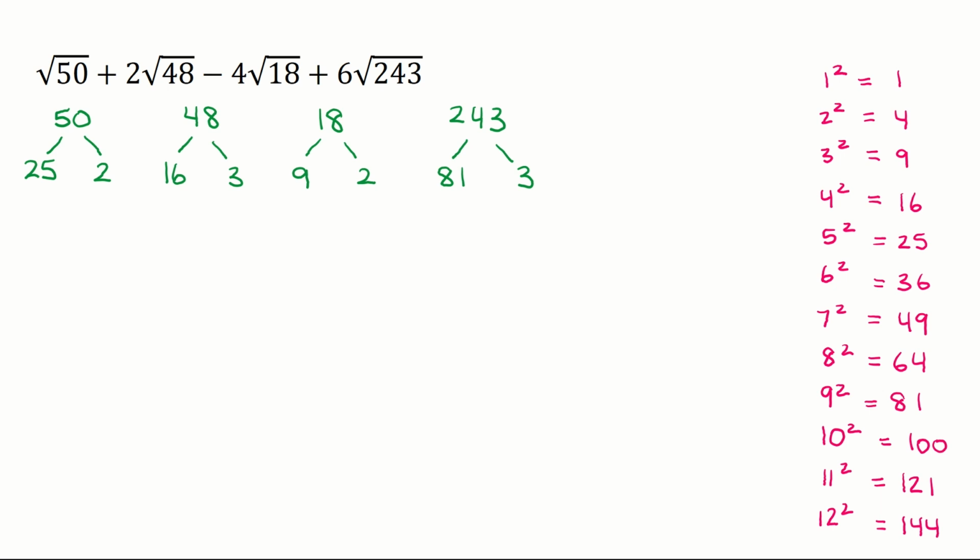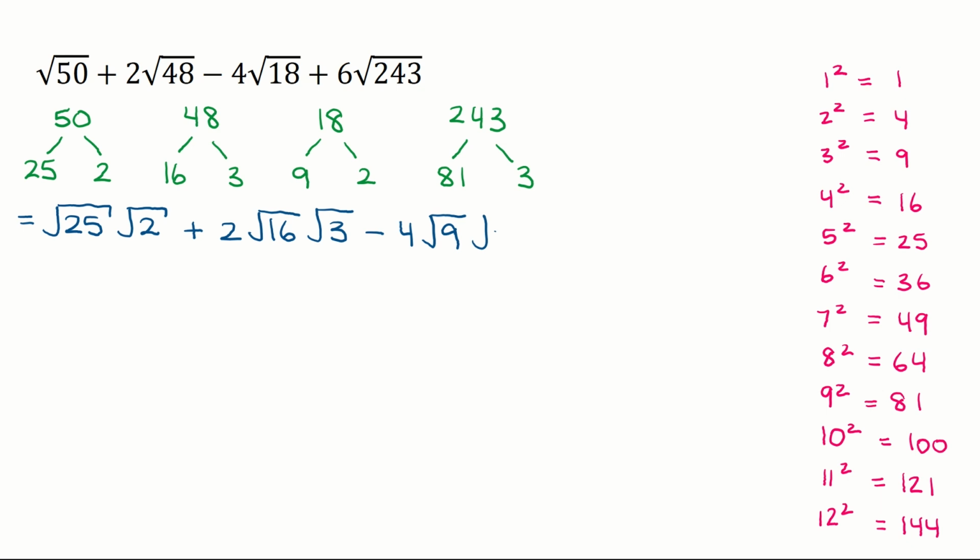So now we can rewrite this expression subbing in our perfect squares. So instead of root 50, we're going to write root 25 multiplied by the square root of 2. We are adding to that 2 times the root of 48, which is root 16, root 3. Then we are subtracting 4 times root 18. So negative 4 times the square root of 9 times the square root of 2. And then we are adding 6 root 243. So that'll be 6 times the square root of 81 times the square root of 3.